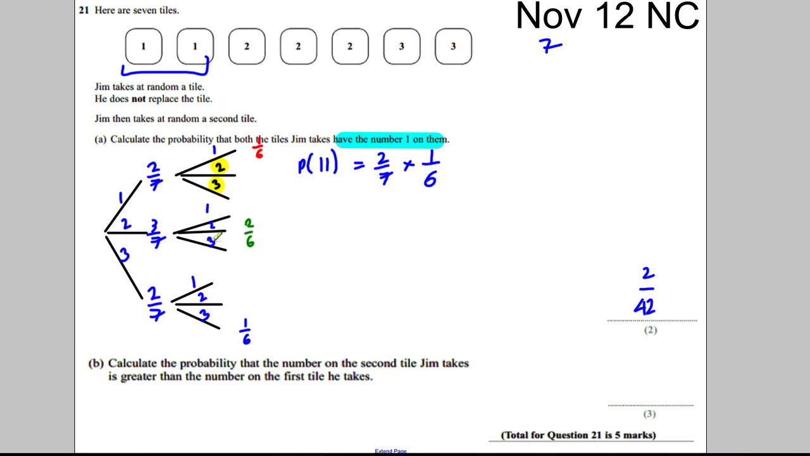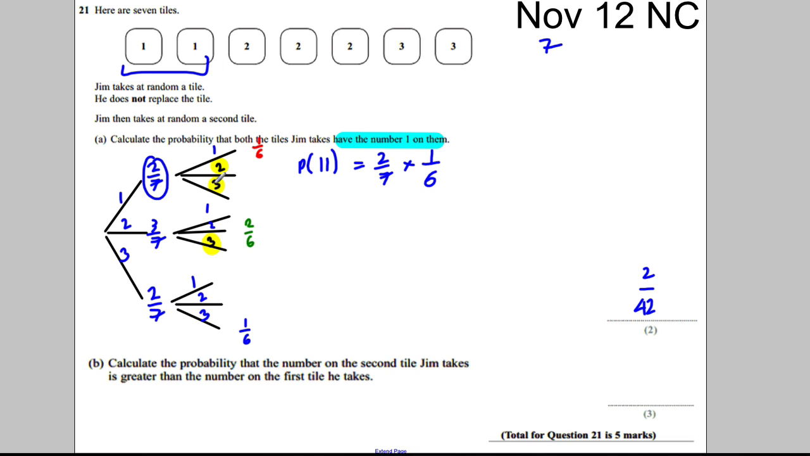If on the other hand he took a 2, getting a 1 would not be greater, getting a 2 would not be greater, but getting a 3 would be greater. And if he took a 3, taking a 1 would not be greater, a 2 would not be greater, a 3 would not be greater. So there are 1, 2, 3 options that this could happen. The first one would be this option multiplied by this option.